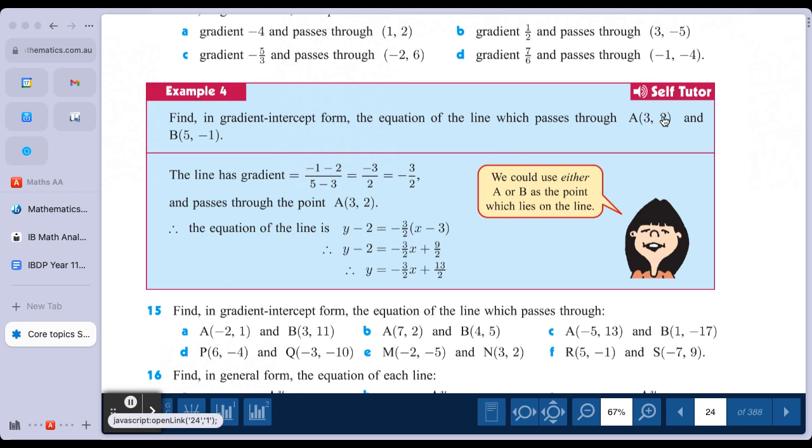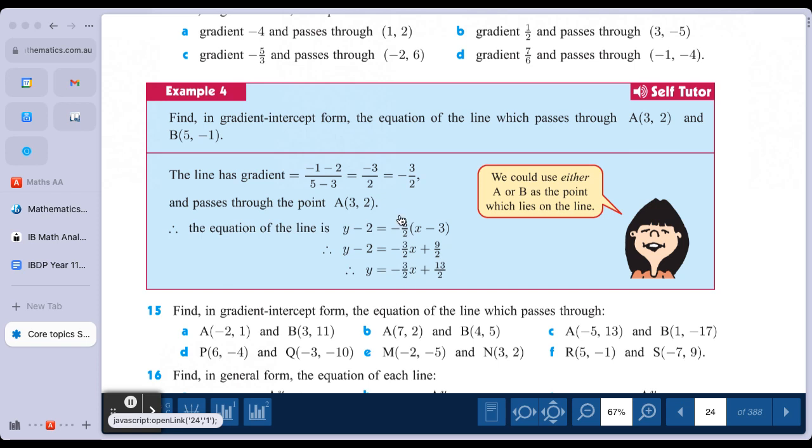So you've got -1, -2, and 5, -3. That gave them a gradient of -3/2. Then it's put it into point gradient form. So it's used one of the points, 3, 2, to put it into point gradient form. It's then expanded it and added 2 to both sides to get it into gradient intercept form.